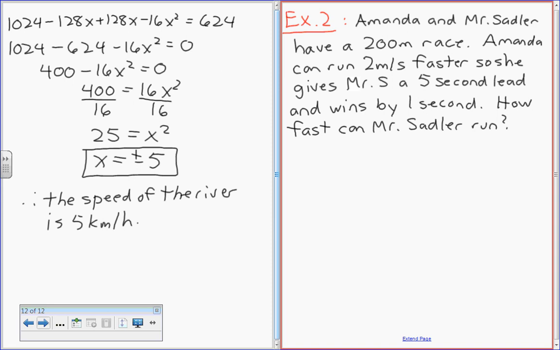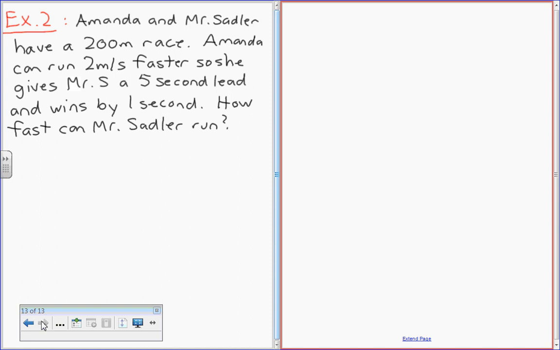The volunteer is going to read the question twice and then read the last sentence and tell me what x is going to be in this question. What are we actually looking for? Yeah, so the first thing we're going to say is, let x equal Mr. Sadler's speed. What generally happens to people on word problems is they give up and say they can't do it.